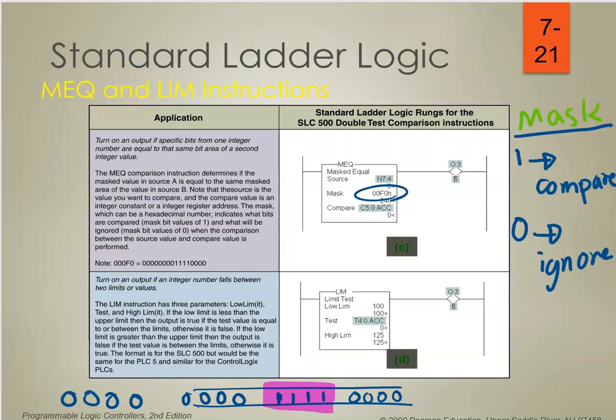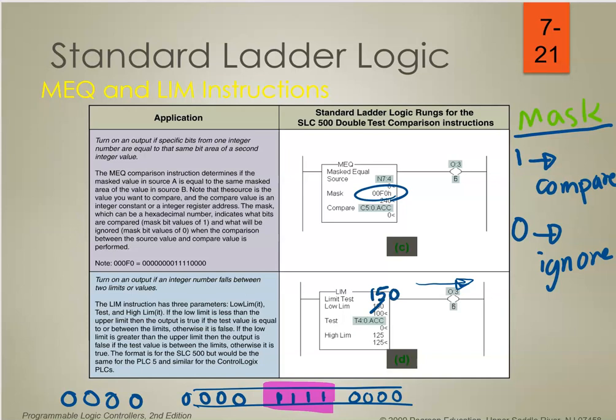So this is an example. In this example, my lower limit is 100, my higher limit is 125. The accumulator value of T4:0 will be tested, and if the accumulator is somewhere between 100 and 125, I'm going to have a true statement.